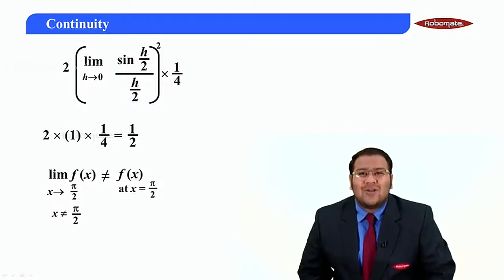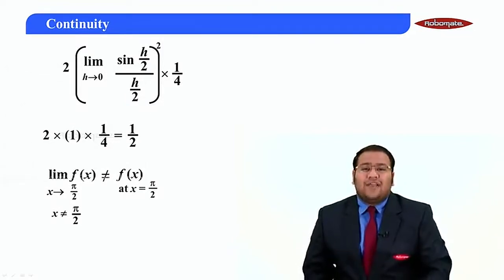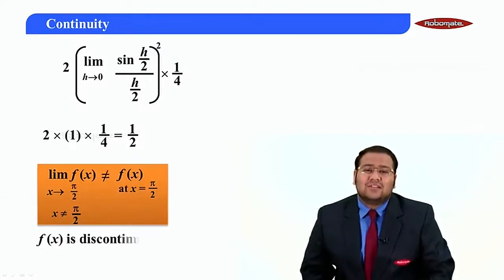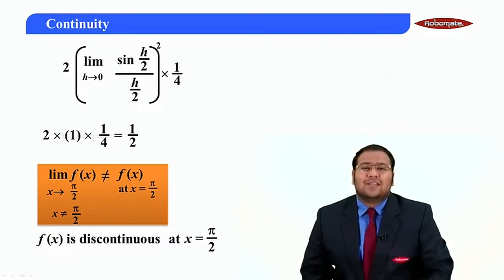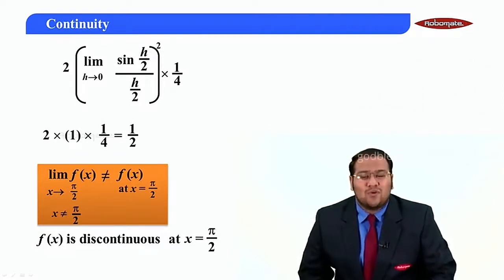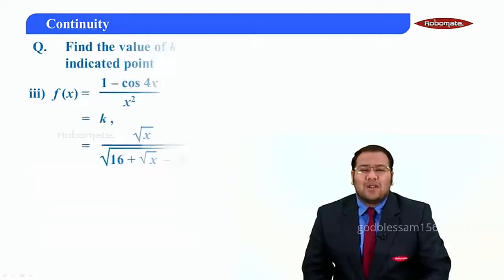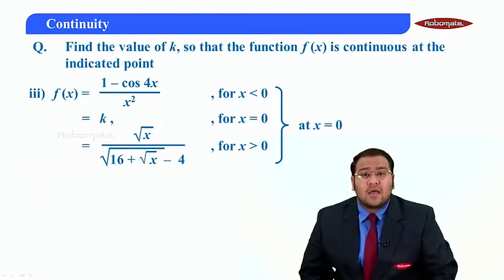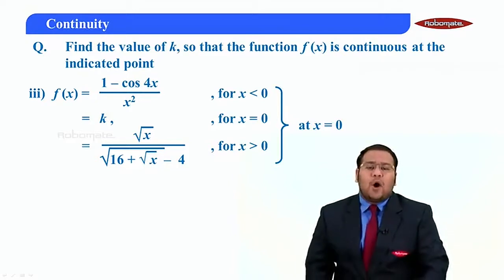We already know limit f of x is not equal to f of x at x equal to pi by 2, and hence I can say that it is discontinuous at x equal to pi by 2. Moving ahead with the next problem. What does it say? Find the value of k so that the function is continuous at the indicated point.